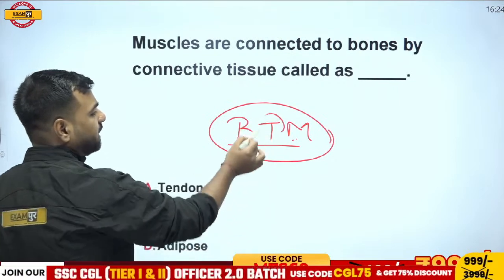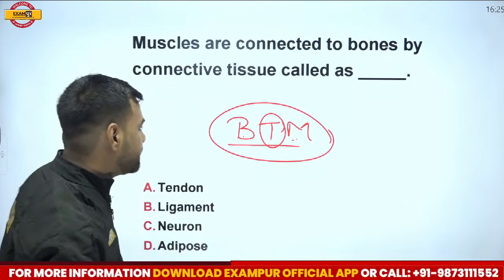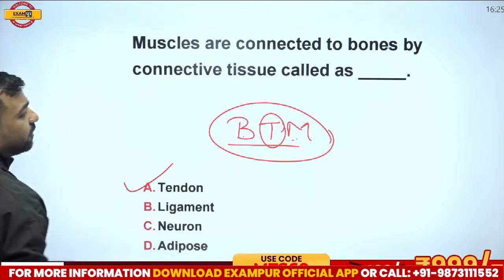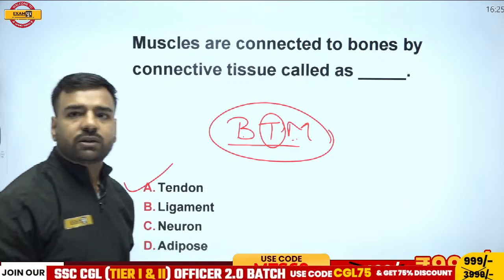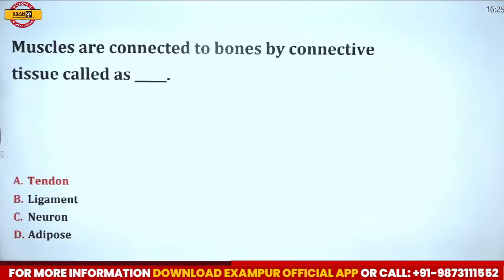So what is coming in between? T. Bone to muscle, BTM. Just try to relate this part. This is actually a trick where T stands for tendon, right? So these are the tricks that you can use. Okay, so here, what is the correct answer? The correct answer is going to be tendon.